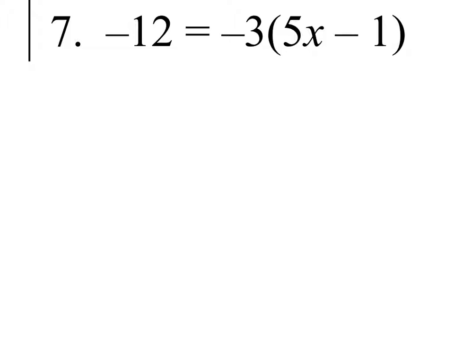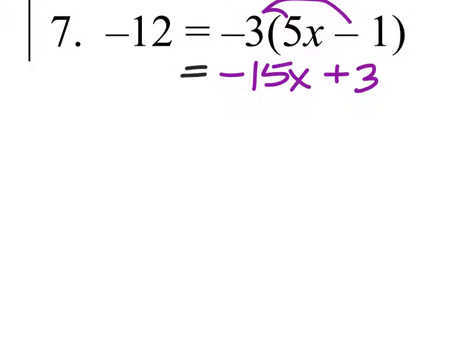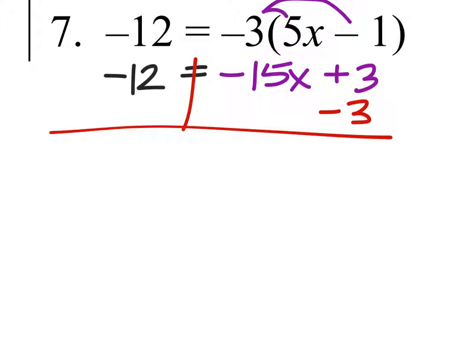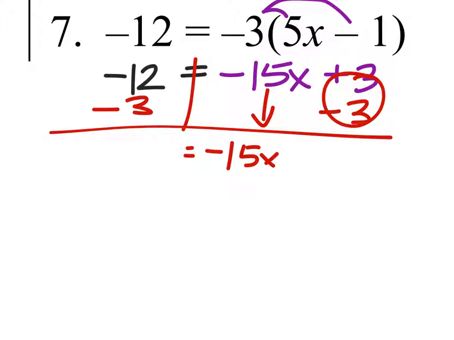I will do this one first by distributing this negative 3 up in here. So negative 3 times 5x is negative 15x. Negative 3 times a negative 1 becomes a positive 3. And this equals negative 12. So I want to get those negative 15x by themselves, not with the plus 3, so I got to subtract 3 from both sides. So that will zero this thing out. Now I got negative 15x equals negative 12 minus 3, bam, negative 15.